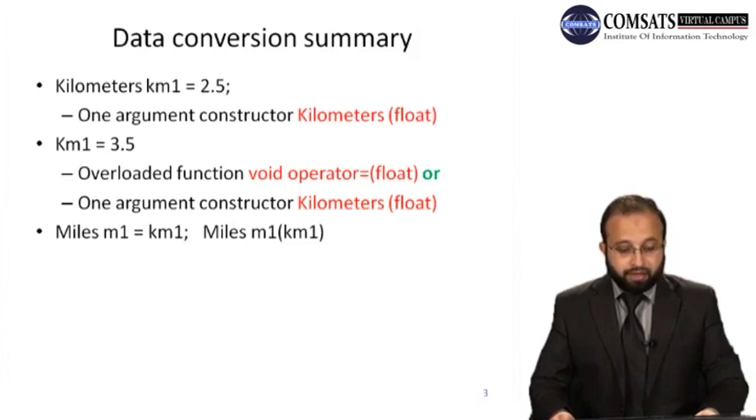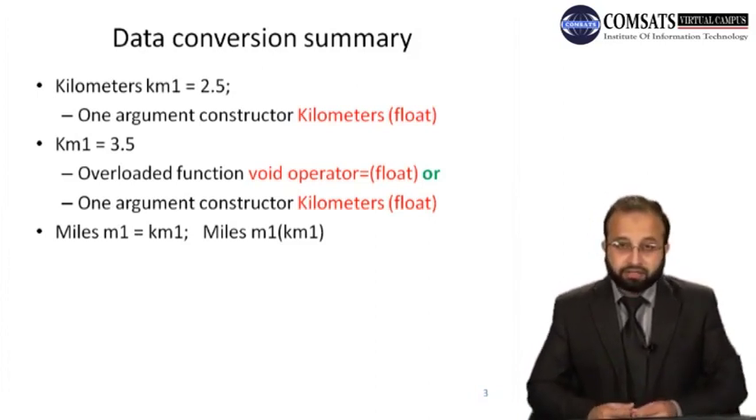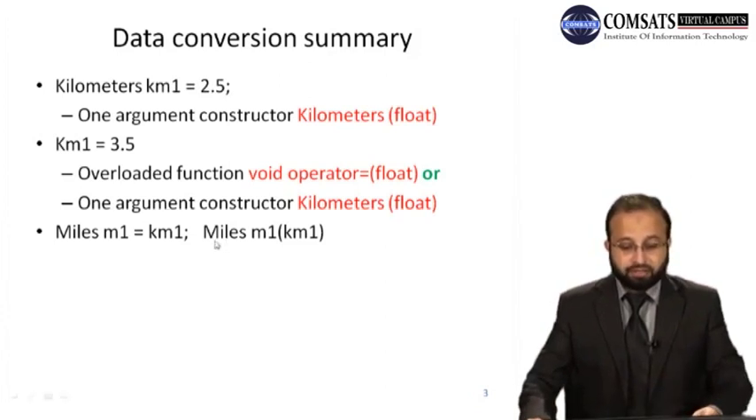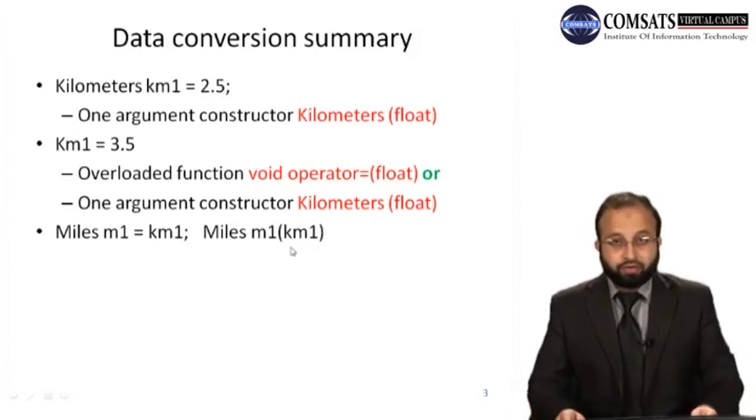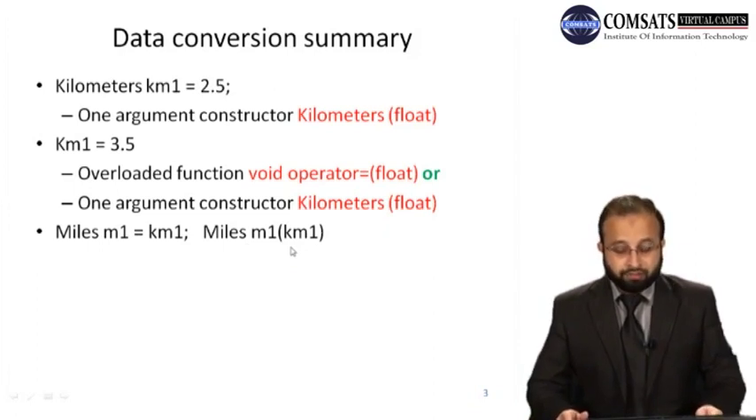And then we have a statement miles m1 is equal to km1. Now miles is a class, a user defined class, and we are creating the object of the miles class named m1, and we are initializing that object with the object of kilometer class, that is km1. So this statement is the same as if we write miles m1 parenthesis km1 closing parenthesis. So you are invoking the one argument constructor, and the type of the argument is kilometer.